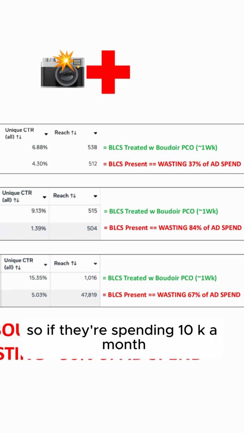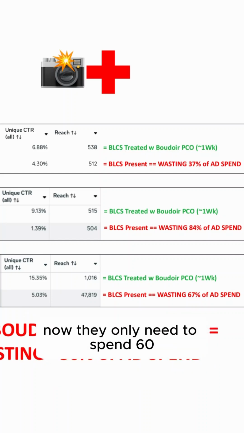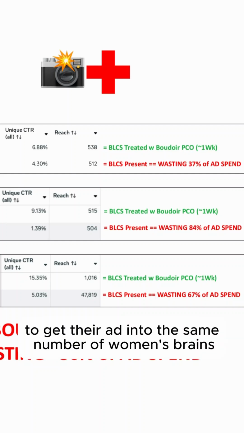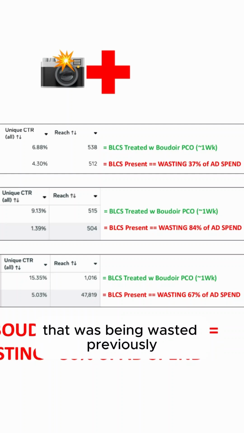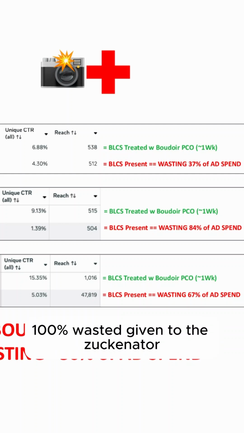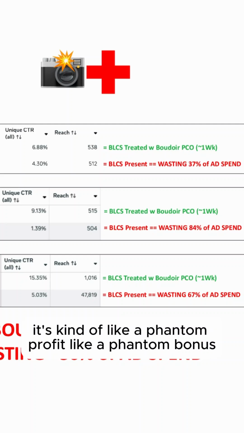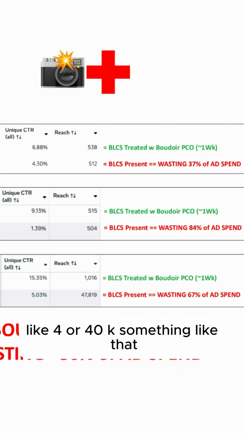So if they're spending 10K a month on the original Boudoir Facebook ad, now they only need to spend $6,300 a month on the Boudoir PICO treated ad to get their ad into the same number of women's brains. Way more efficient. And that $3,700 a month they no longer have to spend was being wasted previously, 100% wasted, given to the Zuckinator. They just pocket it, they keep it right in their pocket. It's kind of like a phantom profit, like a phantom bonus. And after 12 months, that phantom bonus is like 40K, something like that.